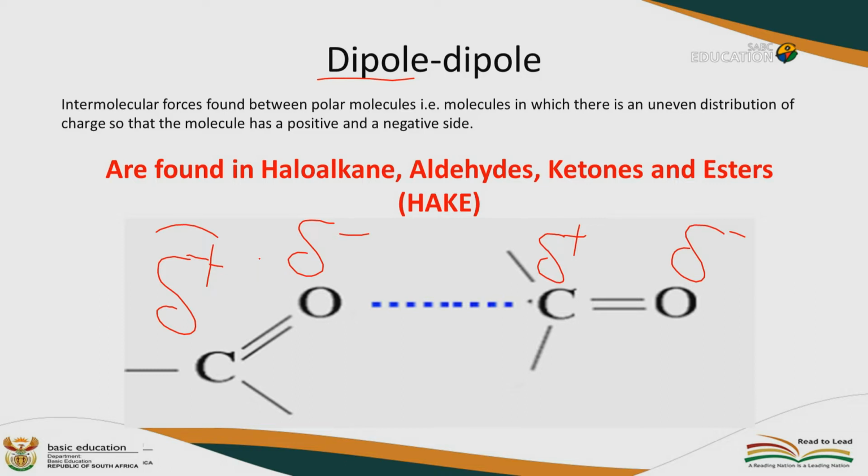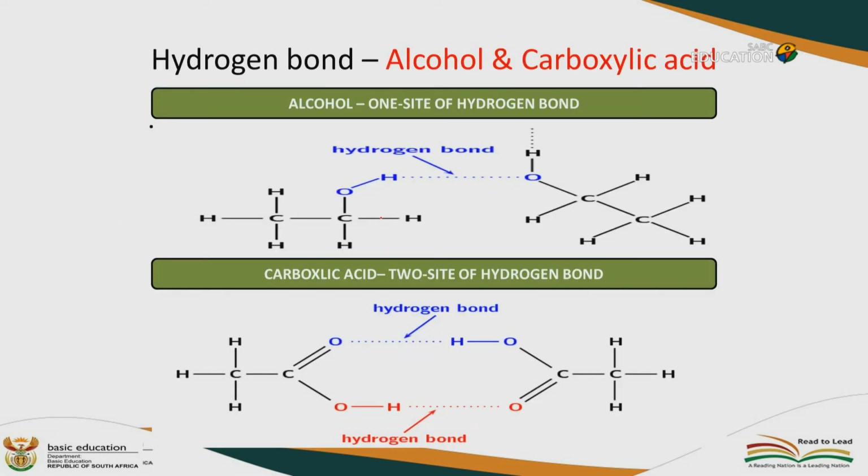Now you have to understand that these dipole-dipole forces, we find them in the haloalkanes, the aldehydes, the ketones, and the esters. I simplified it for you as HAKE, that is haloalkane, aldehyde, ketones, and esters. So you have to know that whenever you find a haloalkane, aldehyde, ketone, or ester, they have what we call dipole-dipole interactions, so the intermolecular force between them is the dipole-dipole force. So that is the structure of the dipole-dipole, an example of dipole forces.